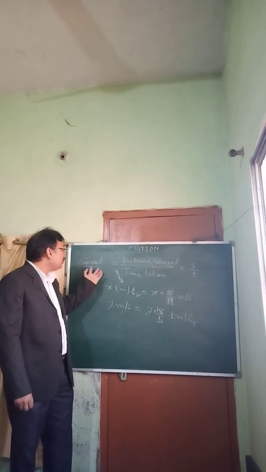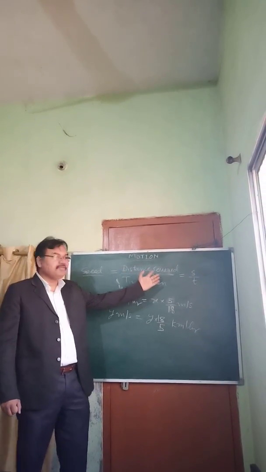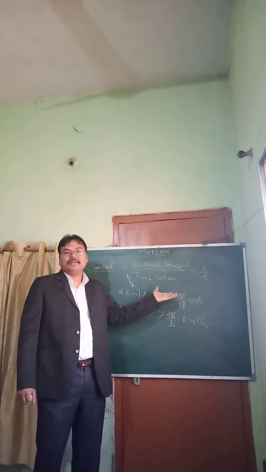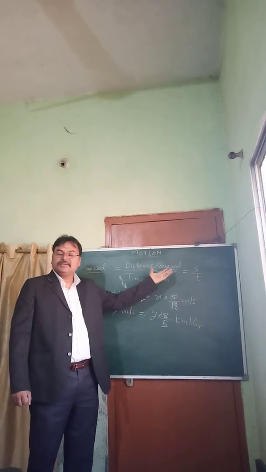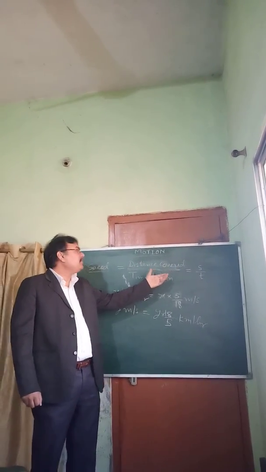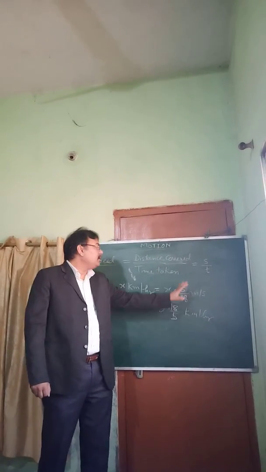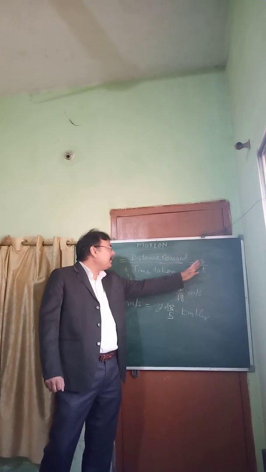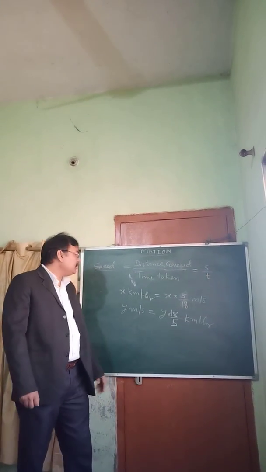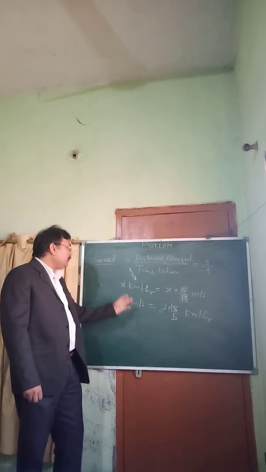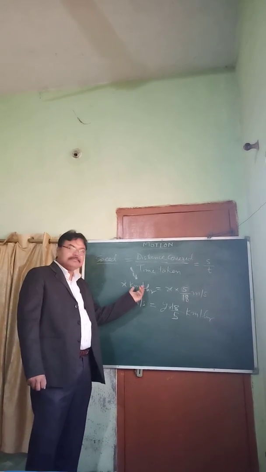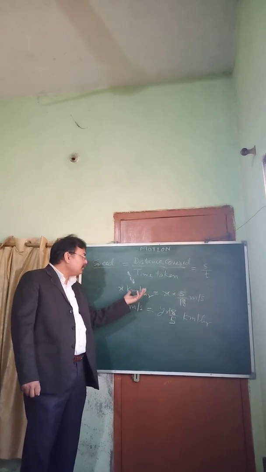So, the formula for speed is distance covered upon time taken. Whatever distance is covered by the body, that distance, and for covering that distance, whatever time the body has taken, that time. So it's the ratio of distance covered to time taken, and S by T we can write in symbols. As already we have discussed, we are going to discuss the relation between them.